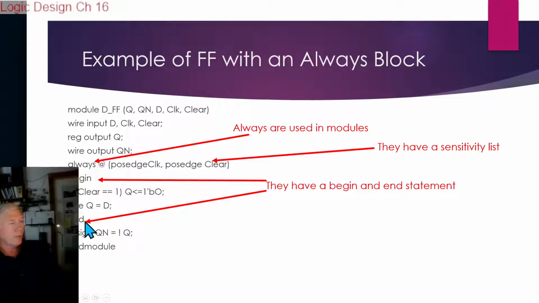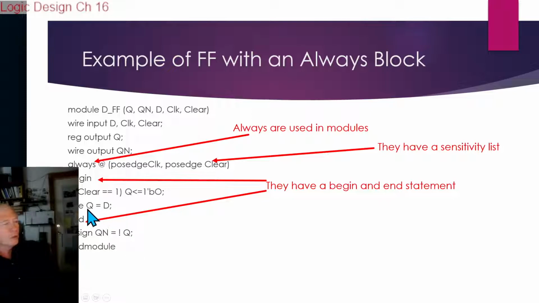All right, and then finally, outside of this always block, now we're done with our always block, we have a continuous assignment where we use the keyword assign. We saw this keyword used in chapter 9. And what we do here, we set Q naught equal to the inverse of Q.